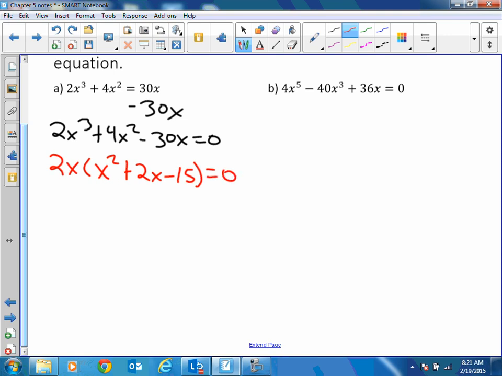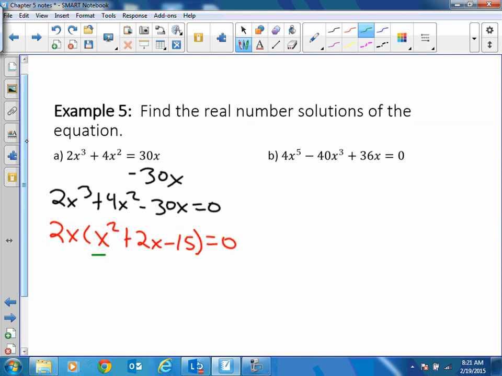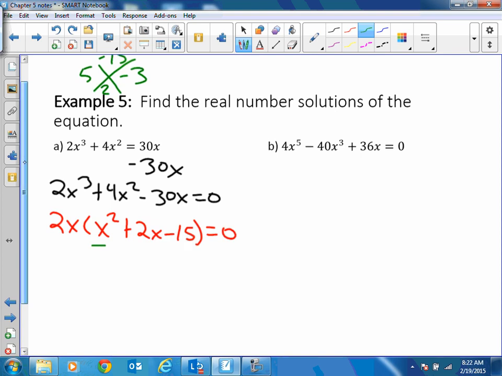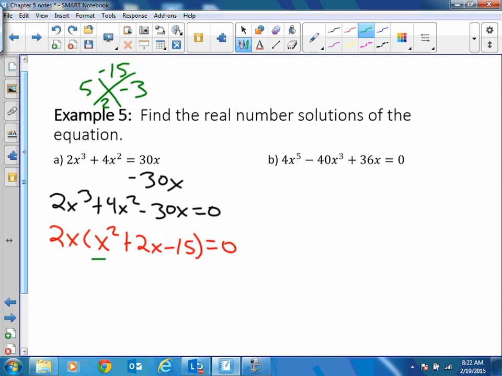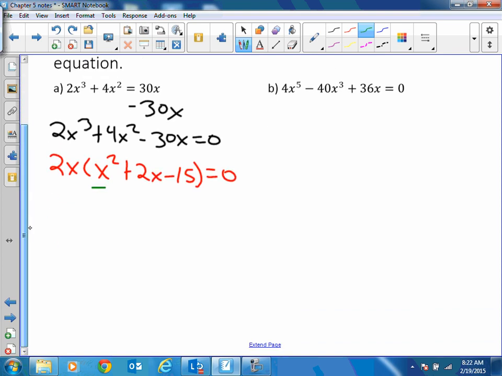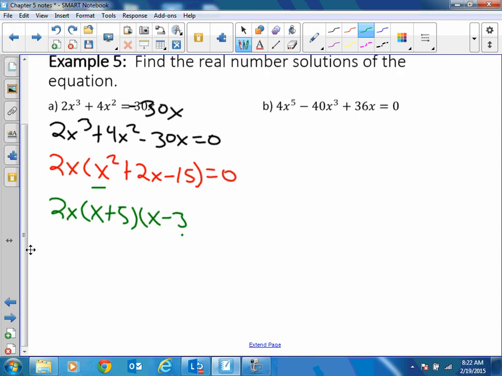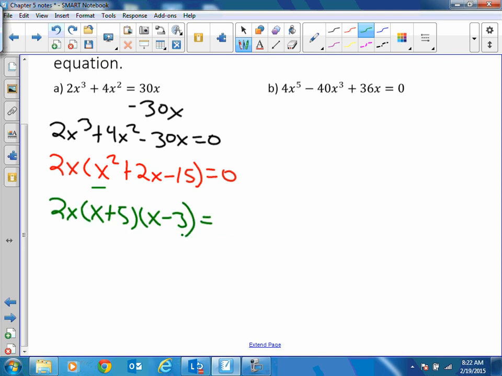Okay? Then you just want to factor this. Again, there's no number in front of x squared, so we can do it the easy way. Factors of negative 15 that add up to 2, which would be 5 and negative 3. So we're going to break it down. 5 times negative 3 is negative 15. 5 plus negative 3 is 2. So you can write 2x times x plus 5, x minus 3 equals 0. Okay. So now we're solving.